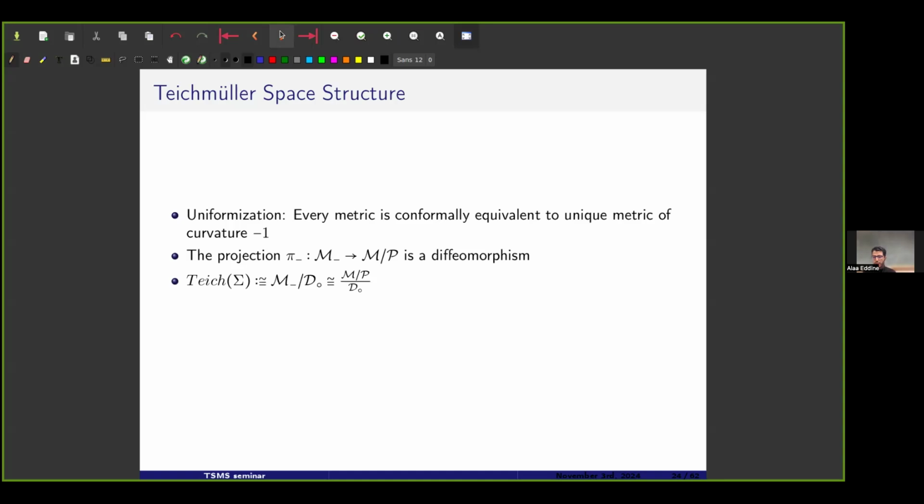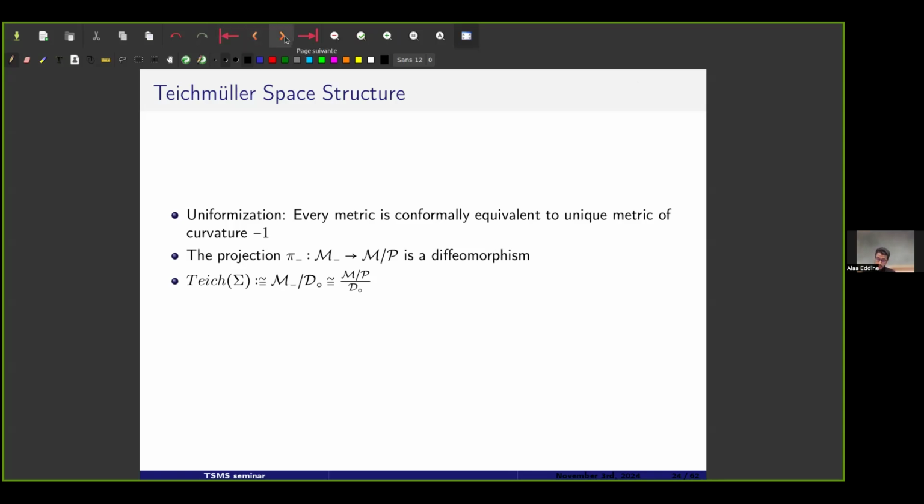And now we take the quotient of this by the diffeomorphisms isotopic to the identity. So basically, we are taking the quotient of the metrics of curvature -1 by the pullback action of the diffeomorphisms isotopic to the identity. And this space, we call it the Teichmüller space.